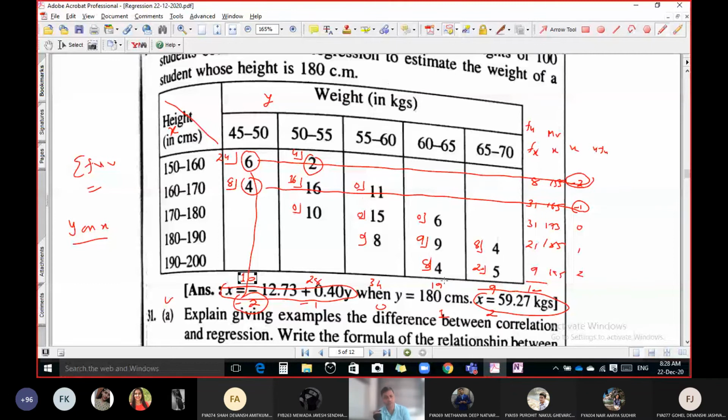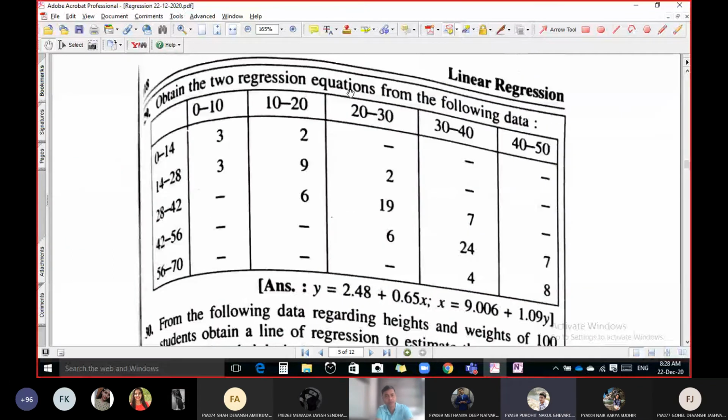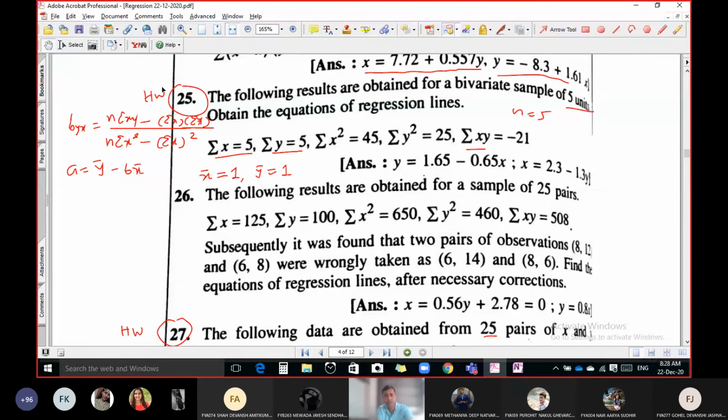Okay, that is enough. Nothing wrong in it, because we have a choice. You can assume this as x and this as y or vice versa, and because of that choice maybe our answer is different. So don't worry about that. Everything is perfect. Anything else? Sir, in question number 25, we have to put the same formula? Yes, the regular formula.